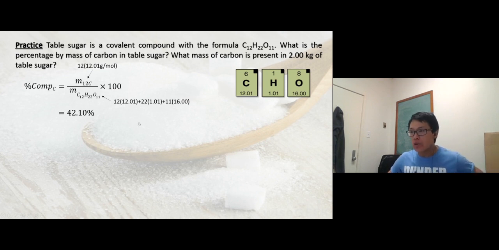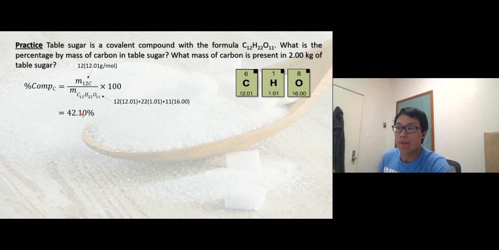All right. This tells you that any amount of sugar will always contain 42.10% carbon by weight, right? Any mass. If you have 1 gram of sugar, 0.421 grams is the mass of carbon. If you have a kilogram of sugar, 0.421 kilograms is the weight of carbon.